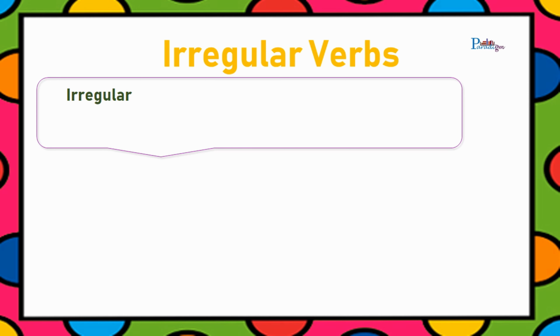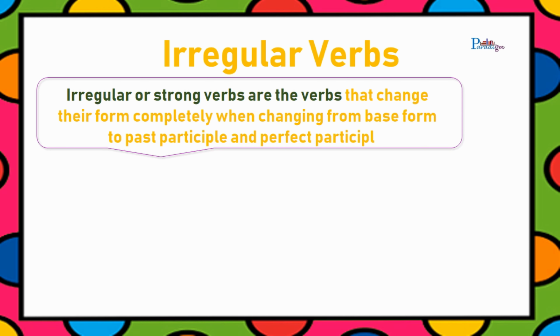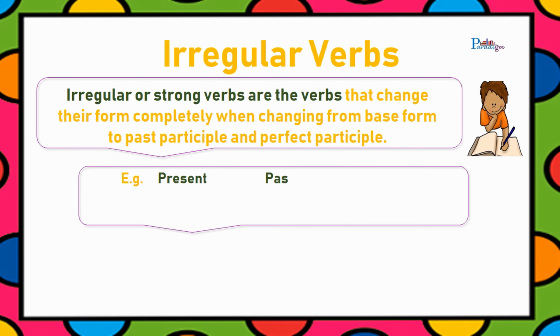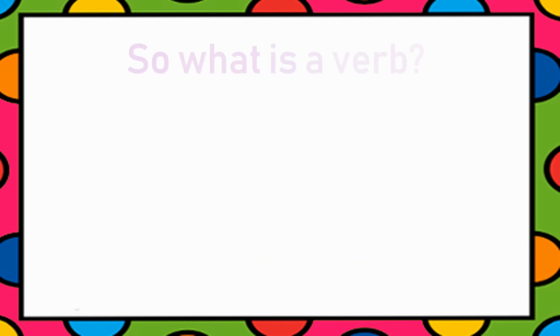Irregular verbs. Irregular or strong verbs are the verbs that change their form completely when changing from base form to past participle and perfect participle. Example: write, wrote, written. Forgive, forgave, forgiven. We cannot tell or predict what form an irregular or strong verb is going to take in a changed tense.